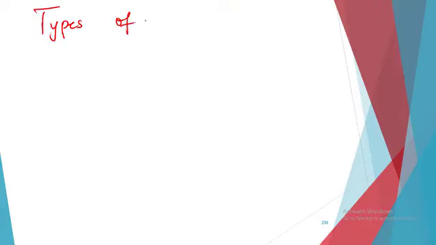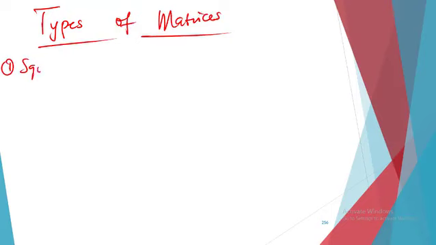Types of matrices. Okay, the first type is what we call square matrix. A square matrix is a matrix in which the number of rows is equal to the number of columns. It has an equal number of rows and columns.